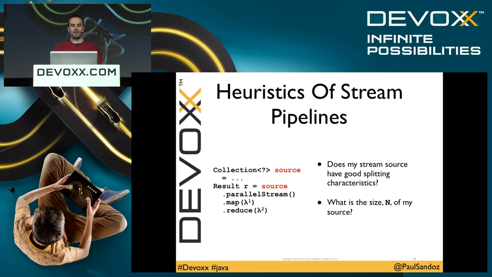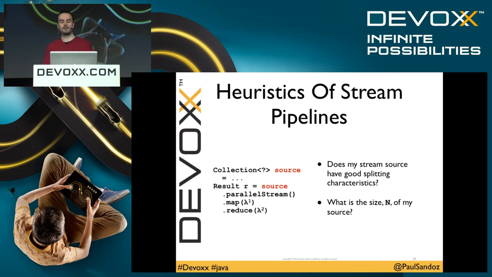So what about the pipeline here? If we have a collection, which I'm calling source, that we've got from somewhere, and we have a result produced by going parallel, and a map produced with two lambdas inside of them. Questions you can ask on your source is, does my stream source have good splitting characteristics? I'll get into some of those later.